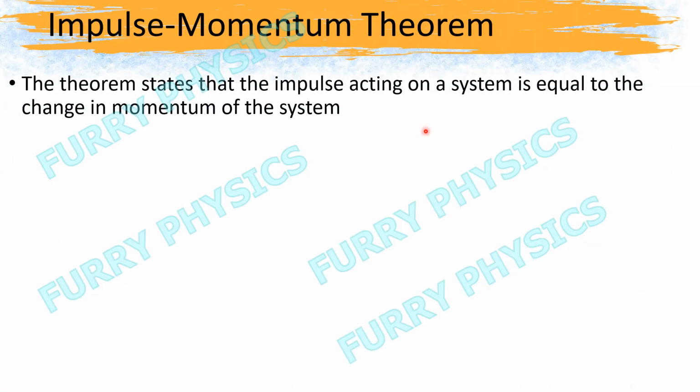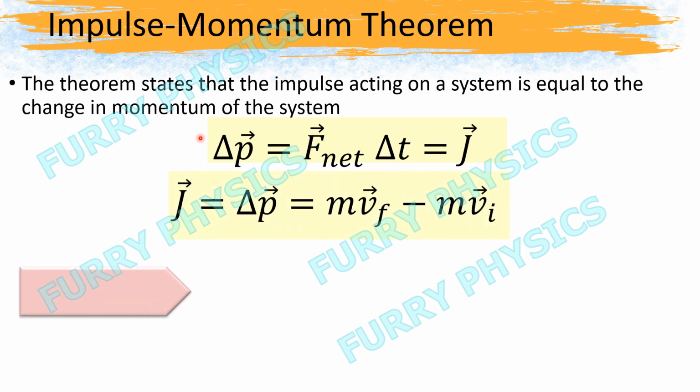Next, we have the impulse momentum theorem. The theorem states that the impulse acting on a system is equal to the change in momentum of the system. Impulse J is equal to the change in momentum, delta P, of the system, and that is equal to the net force times the elapsed time. So here, impulse is equal to the change in momentum, and that is equal to the final momentum minus the initial momentum.